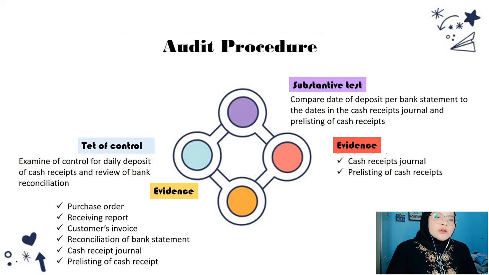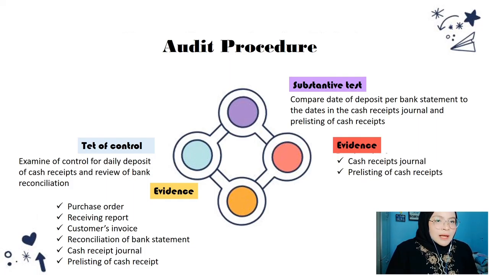There are two audit procedures, which are the test of control and the substantive test. The test of control for cut-off or timing is to examine control for daily deposit of cash receipts and review of bank reconciliation. The evidence for this procedure are the purchase order, receiving report, customer's invoice, bank statement reconciliation, cash receipt journal, and also the pre-listing of cash receipts.